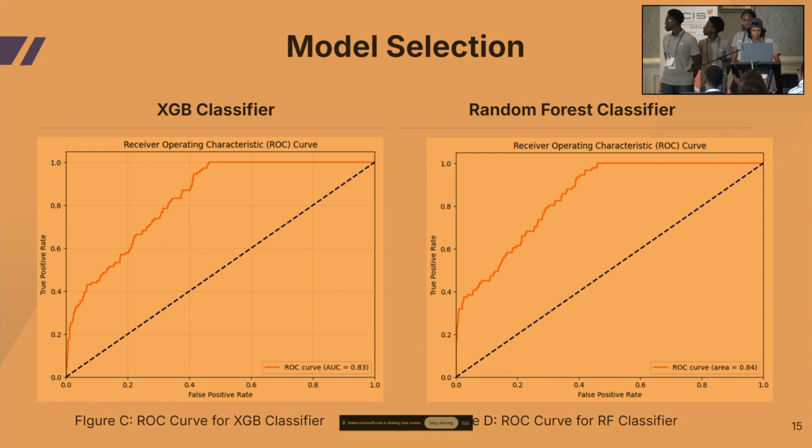From these two, if you look at, I don't know if you can see my cursor, but at the bottom of figure C and figure D is an area value of 0.83 for figure C, which indicates that the XGB classifier has an accuracy score of 83%. And likewise, the random forest classifier has an accuracy score of 84%.